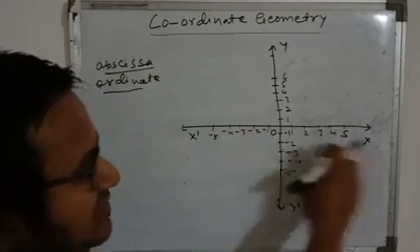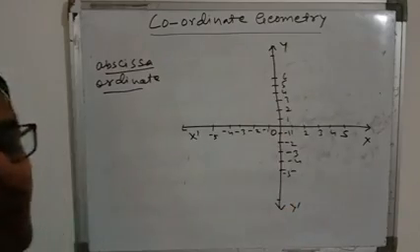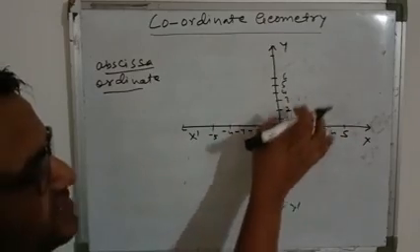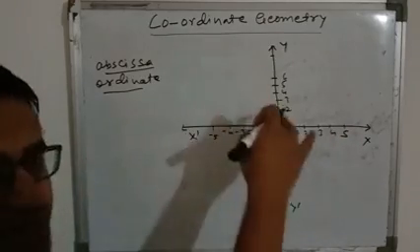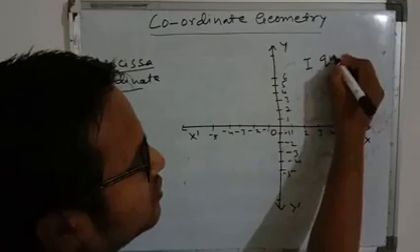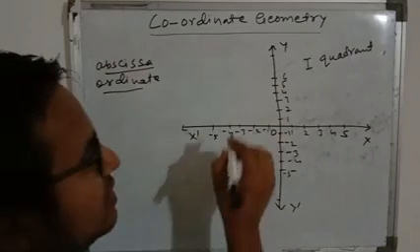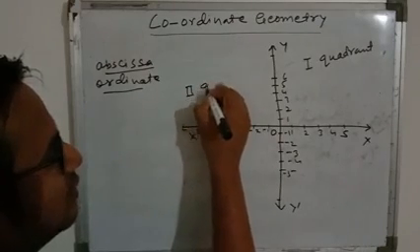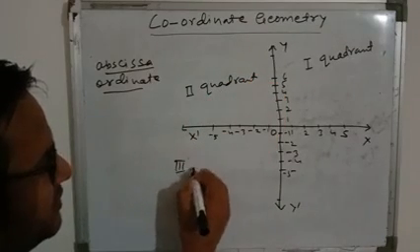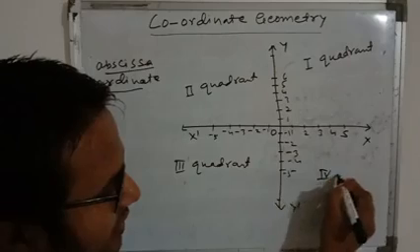This horizontal line X O X dash is called the x-axis, and this vertical line Y O Y dash is called the y-axis. And you know that this Cartesian plane has been divided into 4 parts by these coordinate axes. So this is called the first quadrant. I think you know this. This is the second quadrant. And this is the third quadrant. And this is the fourth quadrant.